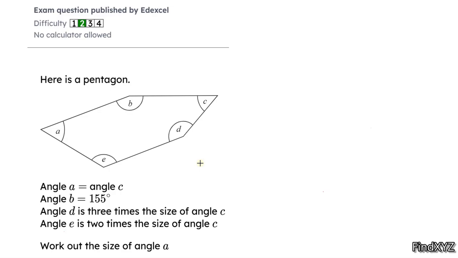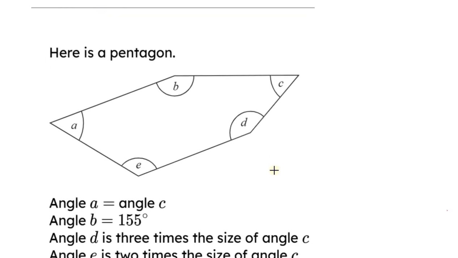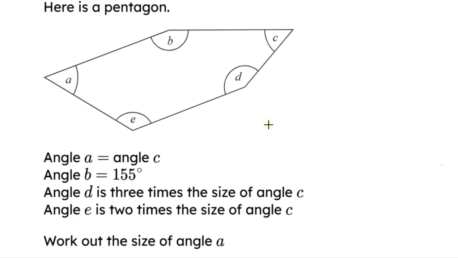Let's try this Edexcel paper 1. We are not allowed to use calculator. This is level 2. Here is a pentagon. Angle A is equal to angle C. Angle B is equal to 155 degrees. Angle D is 3 times the size of angle C. Angle E is 2 times the size of angle C. We are tasked to work out the size of angle A.